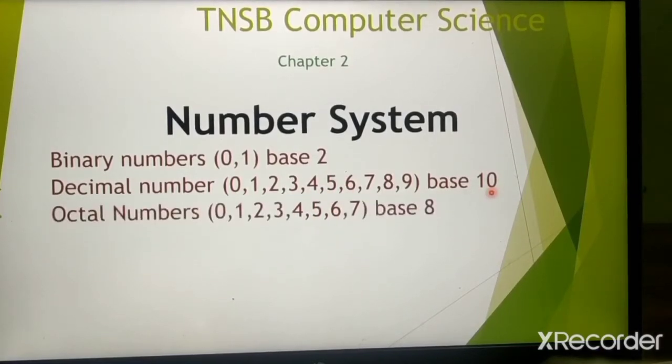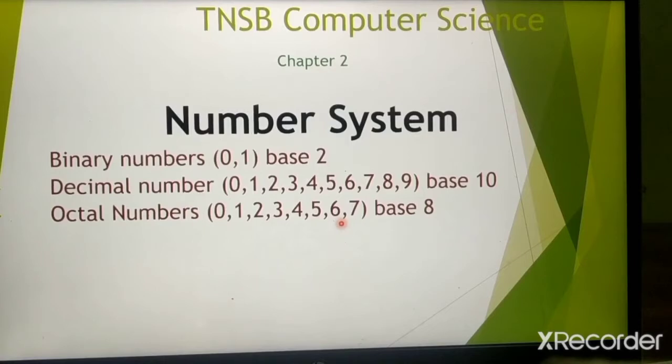Next, another one is octal numbers. Octal means 8. So we have 8 numbers from 0 to 7. So its base is denoted as 8.